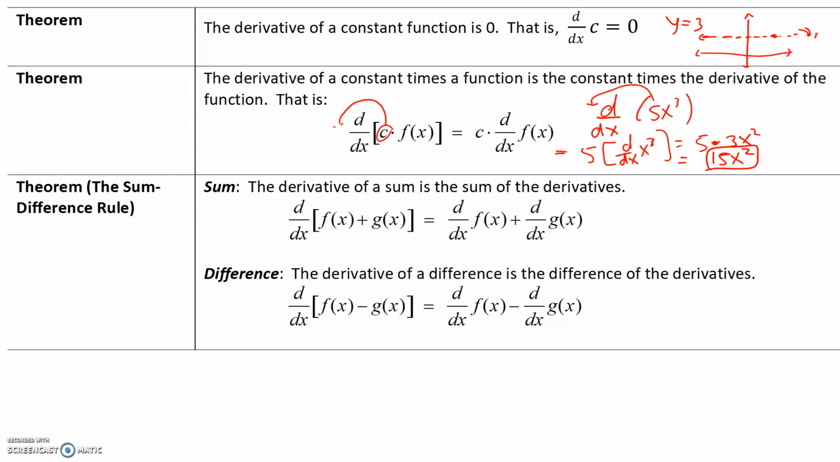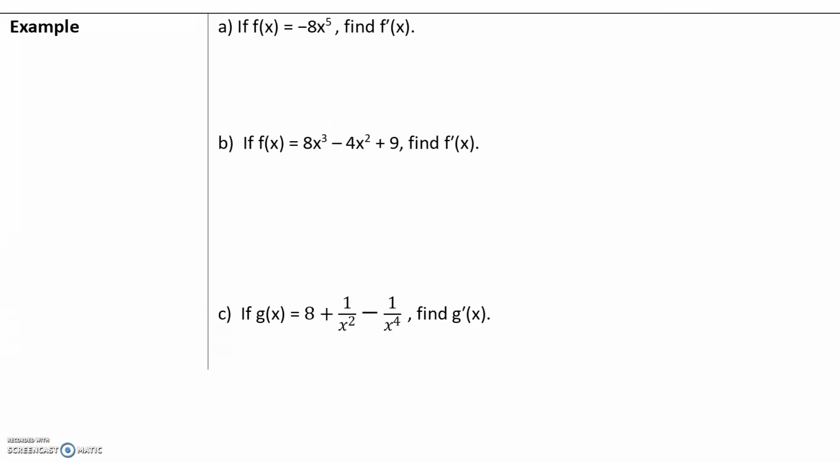Next, the derivative of a sum is just a sum of the derivatives. So if you have d dx of f of x plus g of x, we can separate this into the derivative of f of x plus the derivative of g of x. Same thing goes for subtraction. So here's some examples of that.